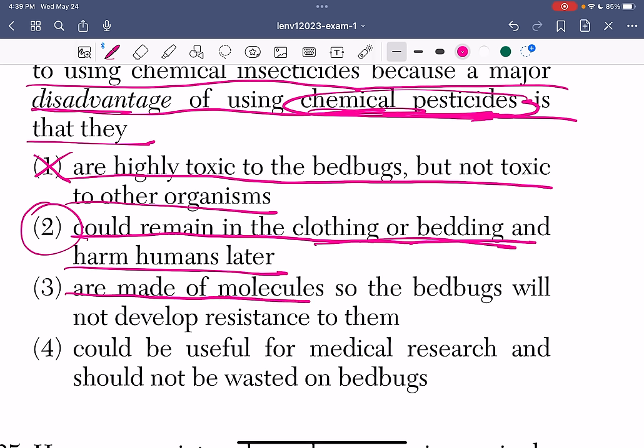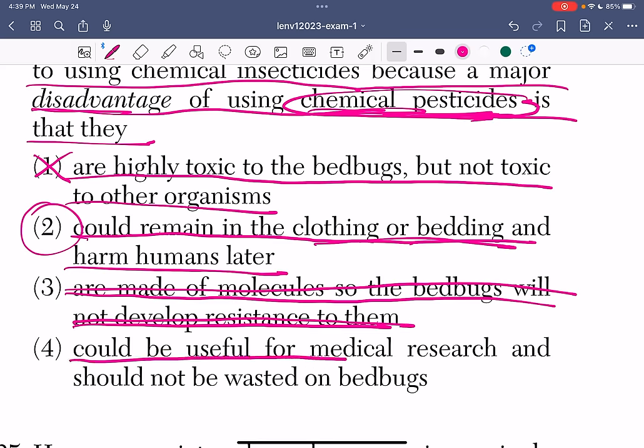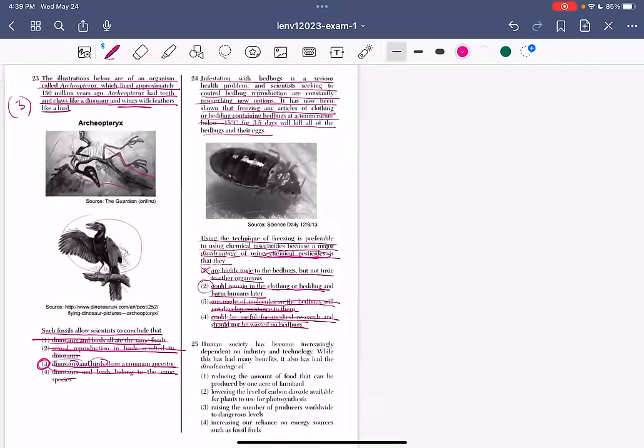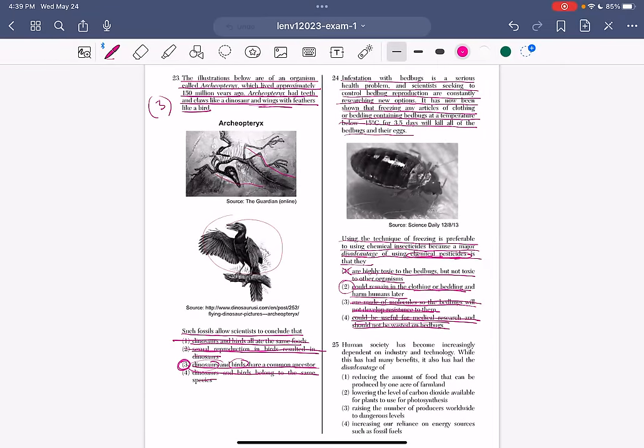Are made of molecules so the bed bugs will not develop resistance? No, that's not true. Could be useful for medical research and should not be wasted on bed bugs. Pesticides? No. So the best choice for number 24 is choice 2.